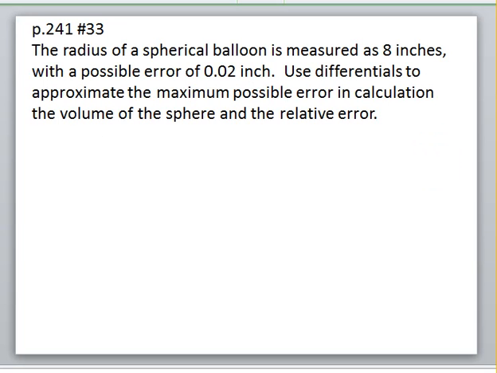So what we're going to do is I'm going to do two examples. One where I'm going to be using the differentials to approximate the maximum possible error in the calculation of the volume, and one for surface area. So this first one talks about volume. So the information I know is that r is 8. It says the radius of the sphere is 8 inches. I also know that it has an approximated error, or a possible error. So the change in r is approximately equal to what dr would be, and so we'll say that that's equal to plus or minus 0.02 inches.